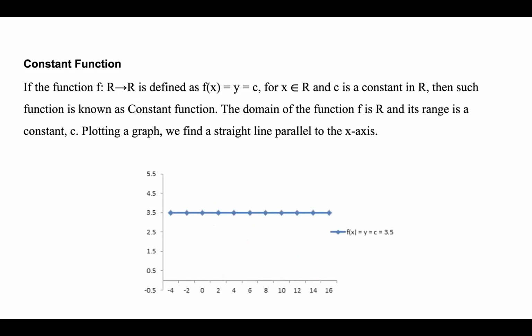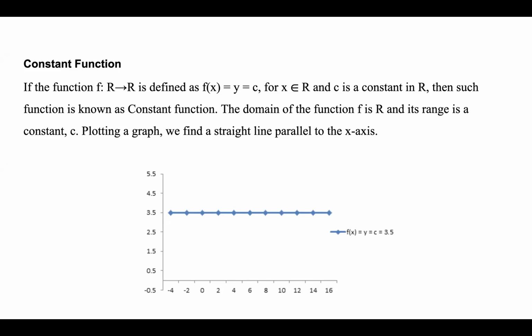The next type of function is constant function. What a constant function is, we can see here with the help of a graph also. If the function f from R to R is defined as f of x is equal to y is equal to c, for x belongs to R and c is a constant in R. R is the set of real numbers. For any value of x, if the same y is there, then that function is known as constant function.